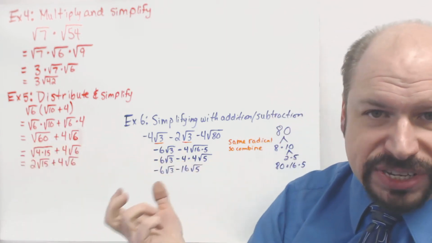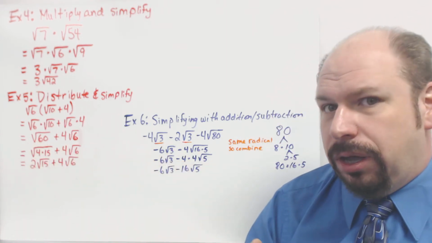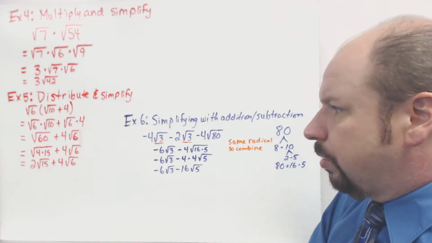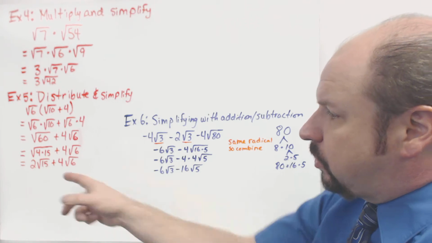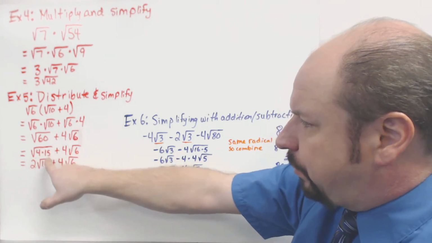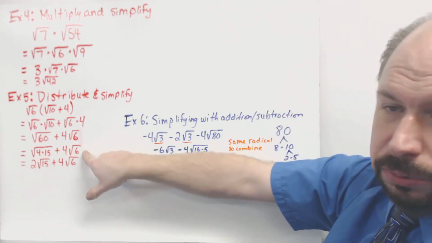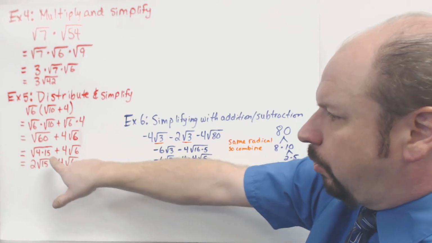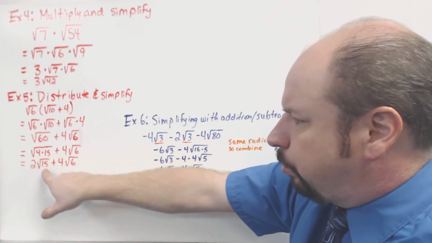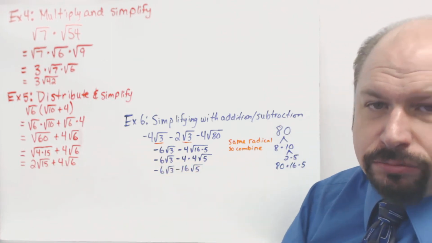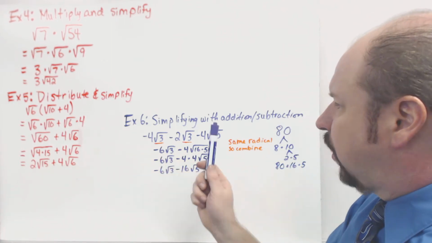So notice the square root of 60 now, we can simplify that a little bit more. 60 is 4 times 15. So we can split 60 up into 4 times 15, but we really can't do anything with this. It's as simplified as it'll go. But here, when we take the square root of 4, we get 2. So 2 root 15 plus 4 root 6. And that's all we can do with that one.